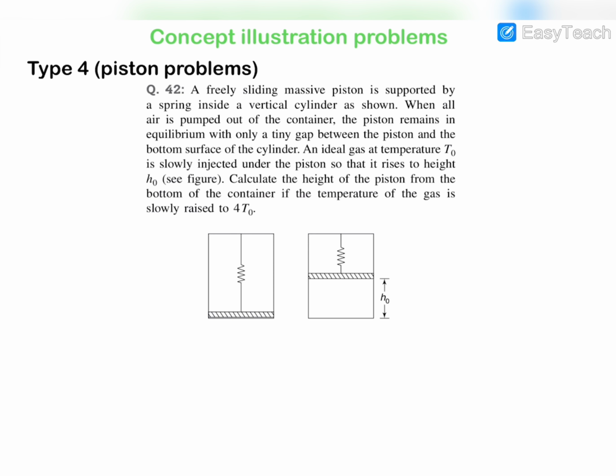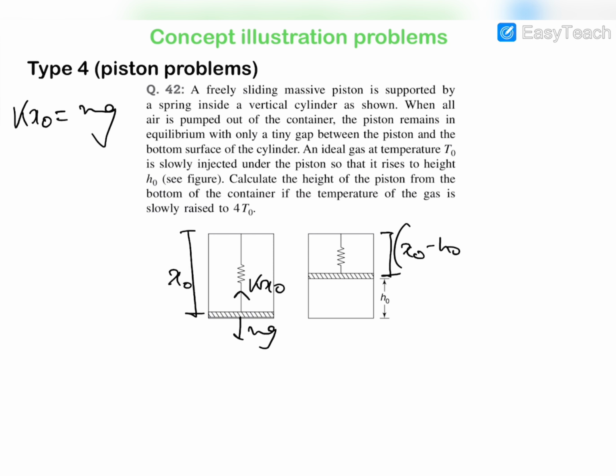We can assume that the natural length of the spring is 0. It is just an assumption because the solution will not depend on the natural length. So the extension in this state is x0, so kx0 is balancing out mg. This is the first case. Now when some gas is pumped into the gap, the piston moves in the upward direction, and therefore the final extension at this equilibrium position will be x0 minus h0.